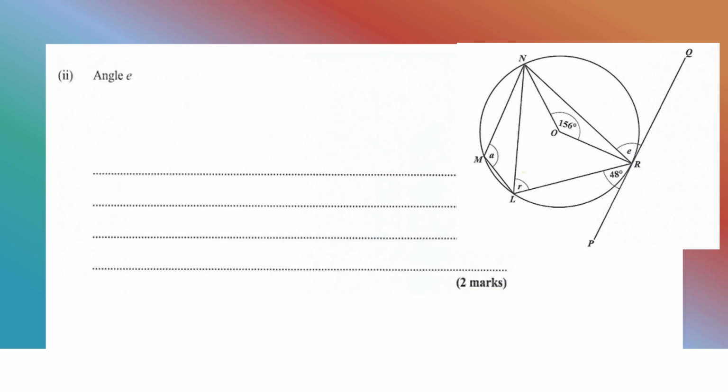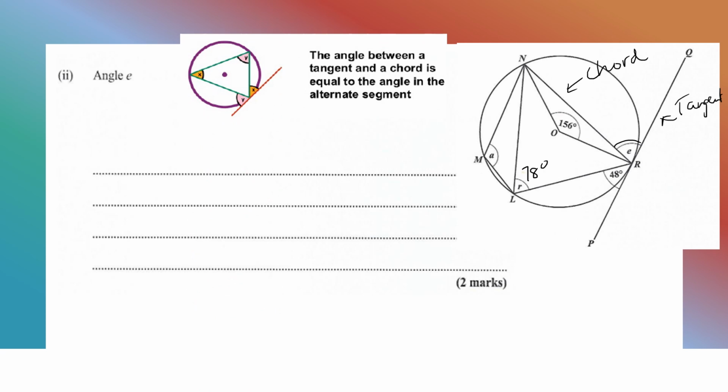All right, so we're asked now to find angle E. Now let's write what we found before. We know that R is 78 degrees. Now E here, this is a tangent, and this is a chord. So there's a rule that the angle between a tangent and a chord is equal to the angle in the alternate segment, which would be E. So that means angle E is also equal to 78 degrees.